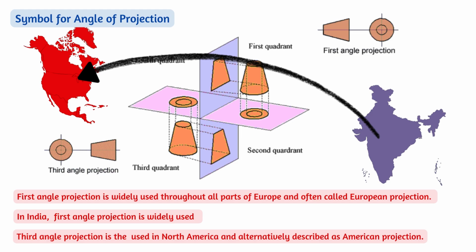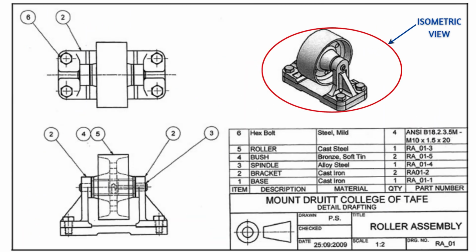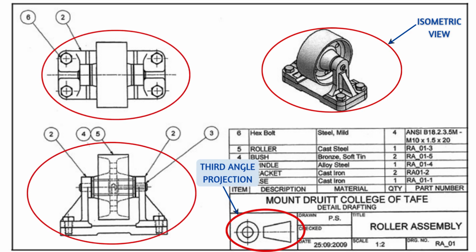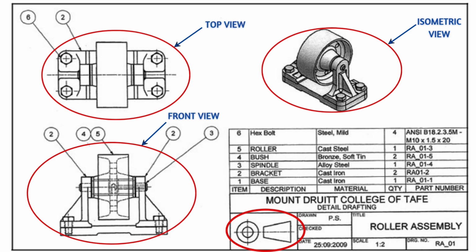Let's see one technical drawing example to show which angle of projections they have used. This is the bill of materials, BOM, of a roller assembly. First, we will look at the symbol given here for the angle of projection. They have used the third angle projections. If you look at the front and the top view, you can also identify the angle of projections. Here we can see the front view below and top view above. So it is a third angle projection.